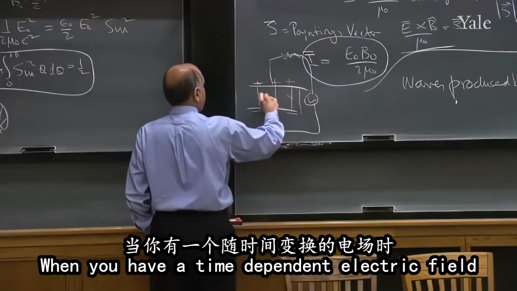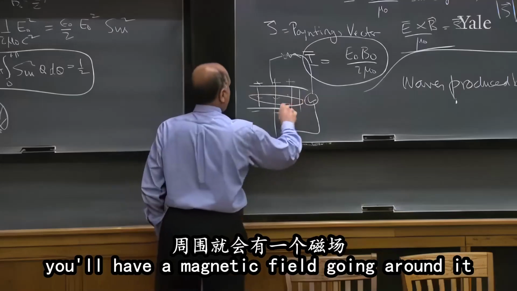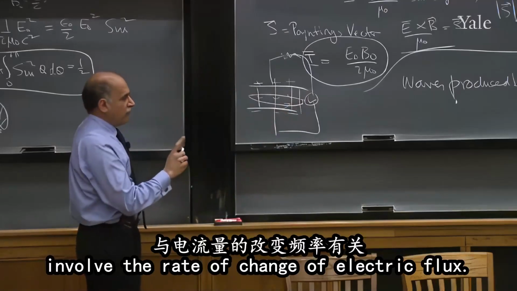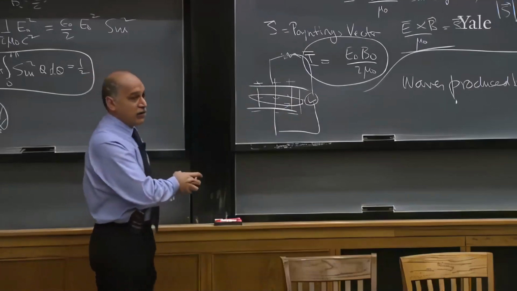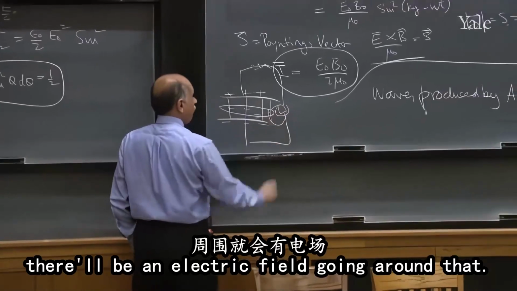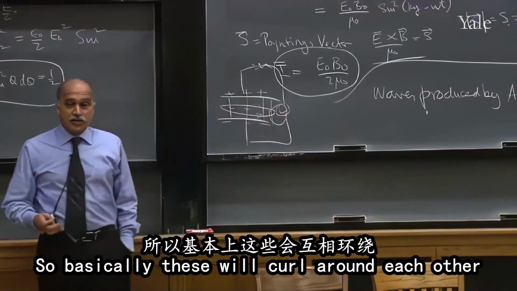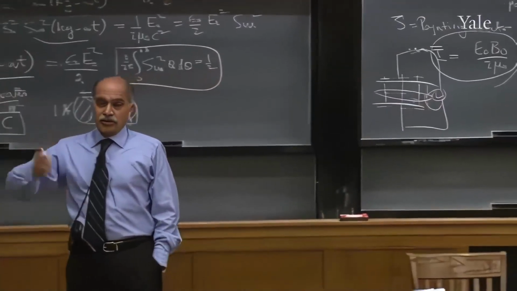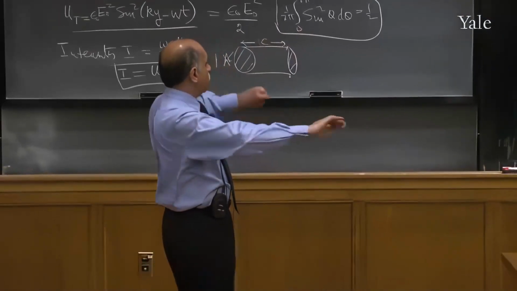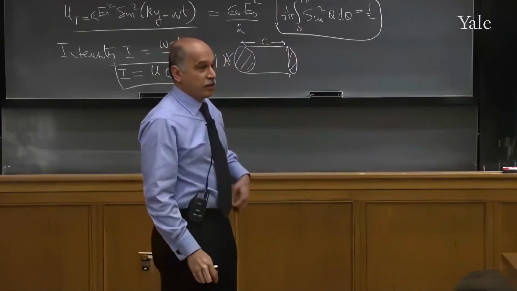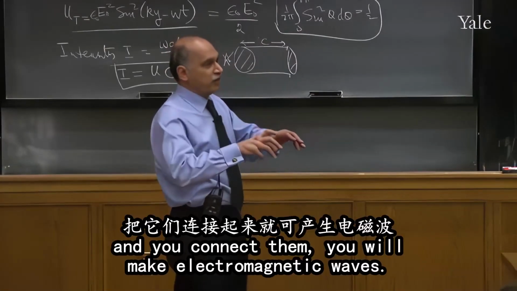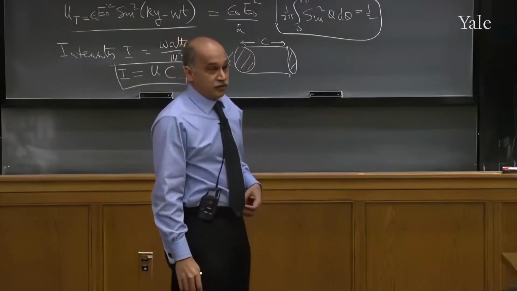When you have a time-dependent electric field, you'll have a magnetic field going around it, because the line integral of B will involve the rate of change of electric flux. And that will also be time-dependent. Well, if that is time-dependent, there will be an electric field going around that. So basically, these will curl around each other whenever they're dependent on time, and they can then free themselves loose from the capacitor and take off. So all you need is two plates and an AC source, and you connect them, you will make electromagnetic waves.